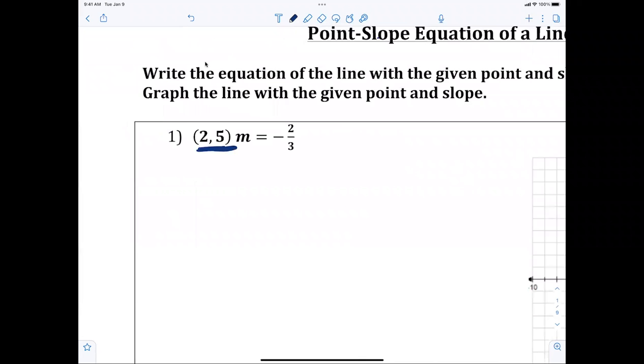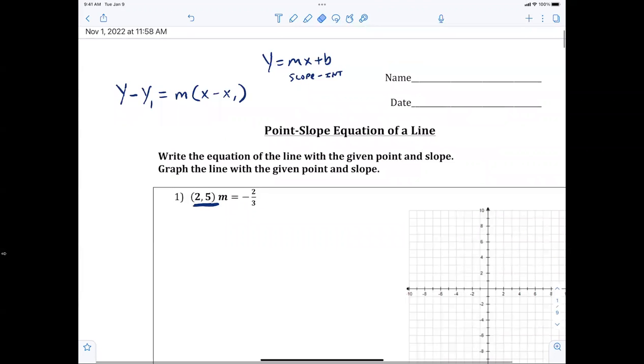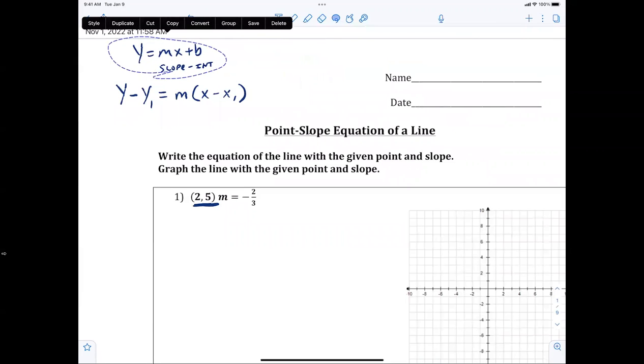Now, the form goes like this. y minus y1 equals m times x minus x1. That is called the point slope form. And the reason it's called the point slope form again is because you use it when you're given a point and a slope. It's real easy. Now, because you guys are so smart, I don't want you to memorize that. I want you to understand where it comes from.